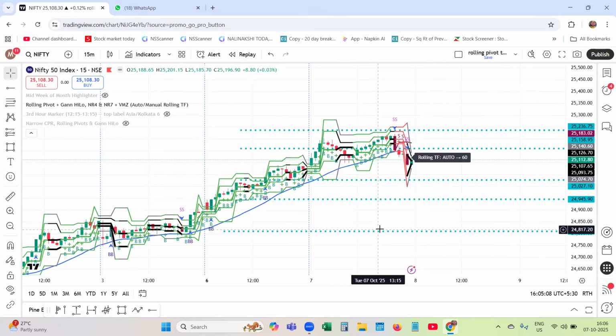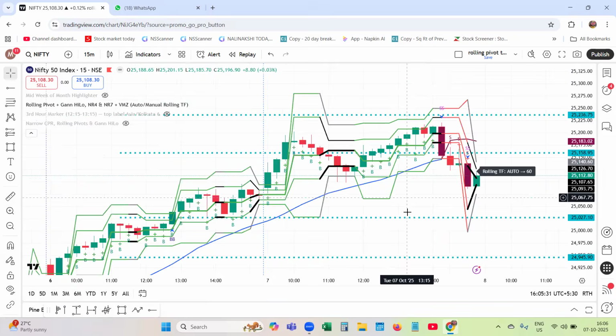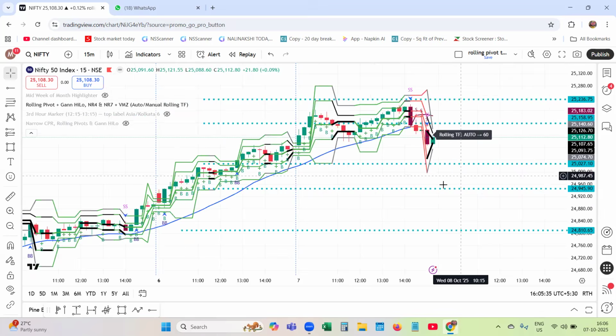And this is the 24,870, 24,938, and 25,022. Who knows? Tomorrow, if it comes to this 25,022, there may be a bounce back. But the thing is, even the market is showing some sort of reversal because it has run up so much, it has to correct a little bit to balance it.